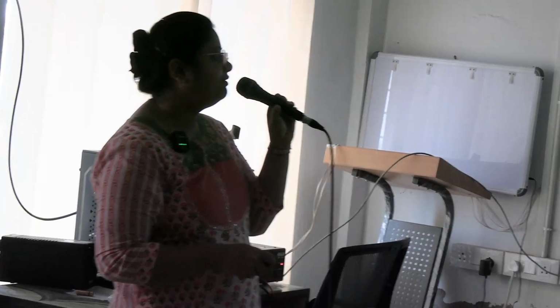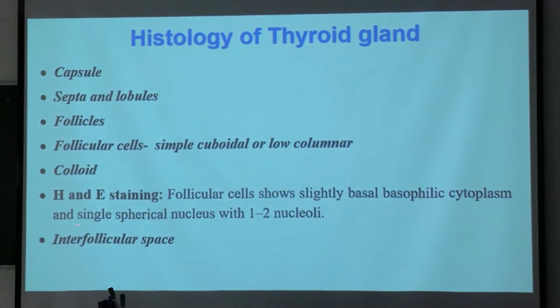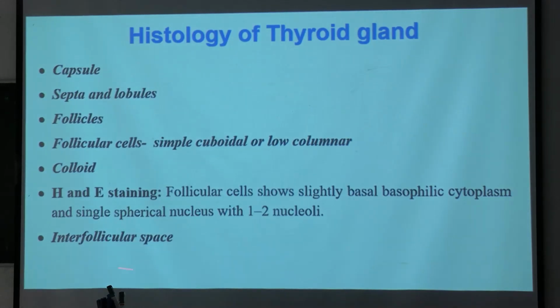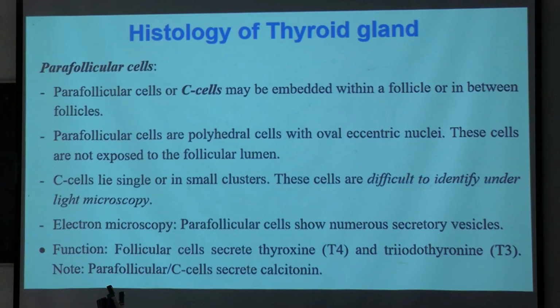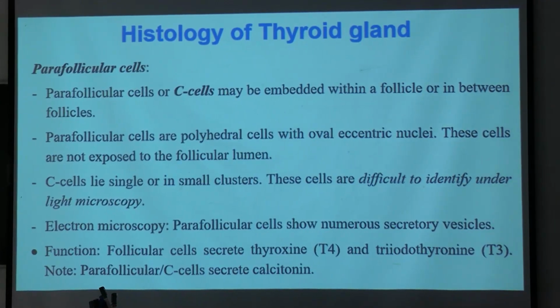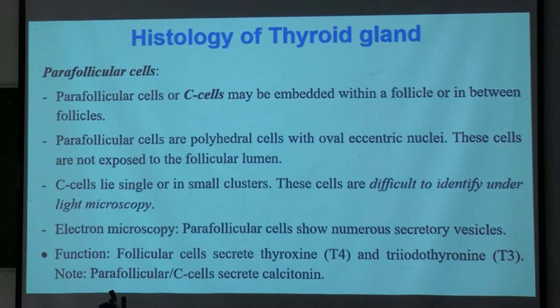Okay. So, in HE staining, follicular cell shows slightly basophilic cytoplasm and single spherical nuclei with 1 to 2 nucleoli, and there are interfollicular spaces. Here lies the parafollicular C cells and some connective tissue. So parafollicular cells, also known as C cells, may be embedded within a follicle, lie near the periphery of the follicle, or in between the follicles, interfollicular space.